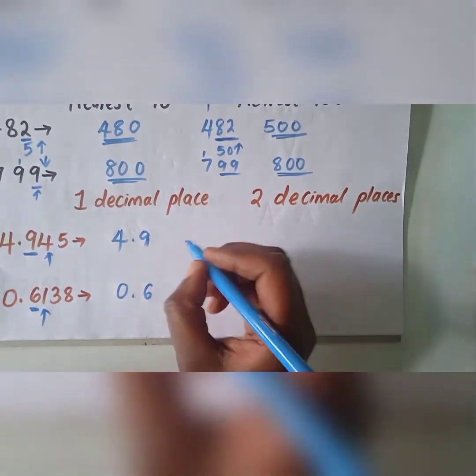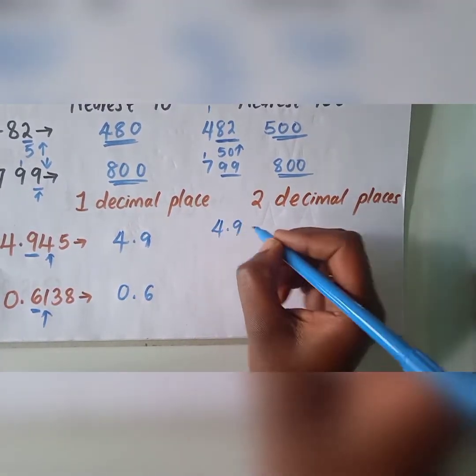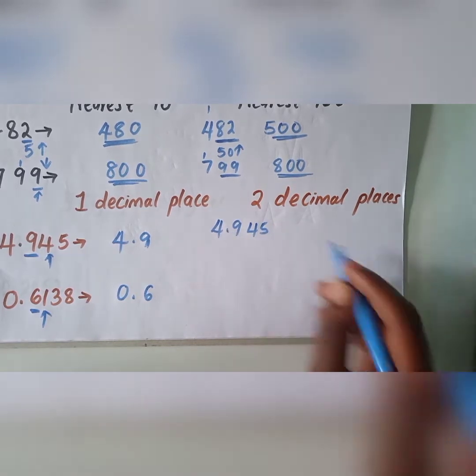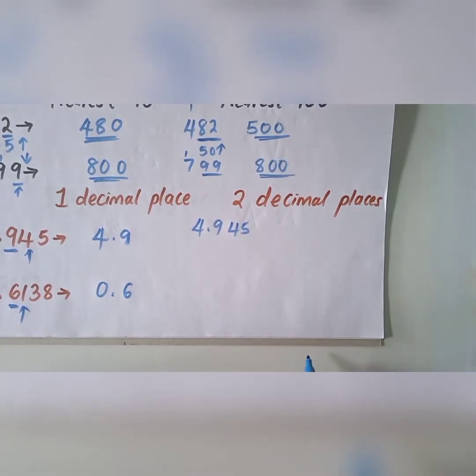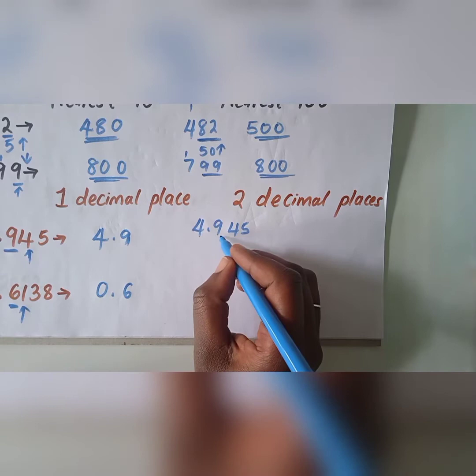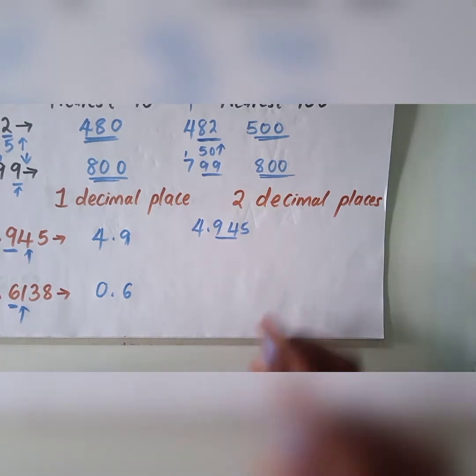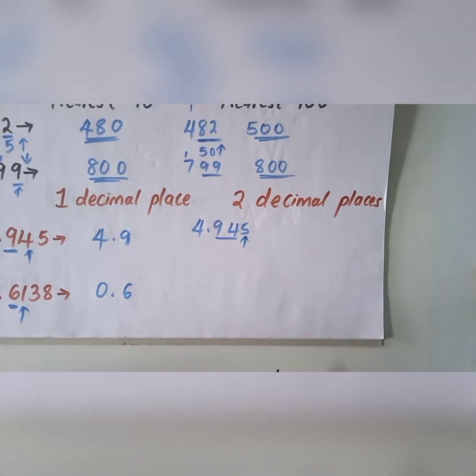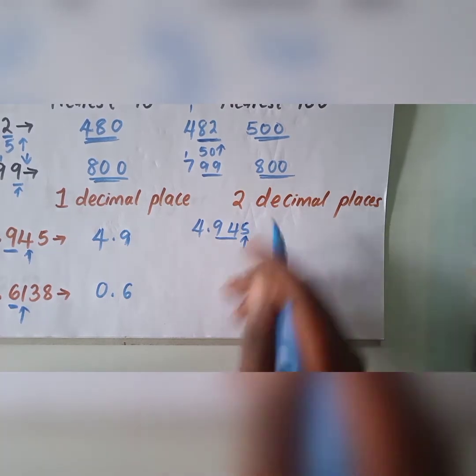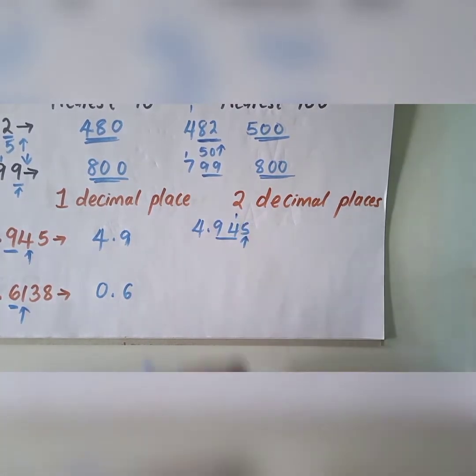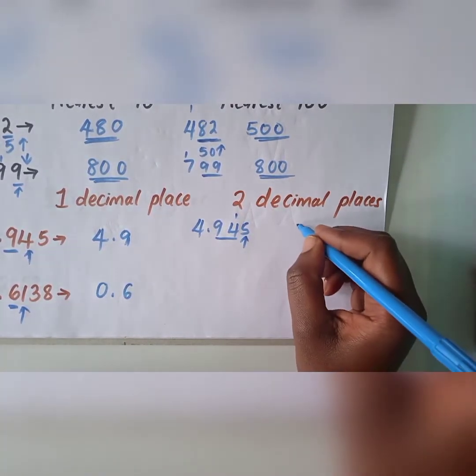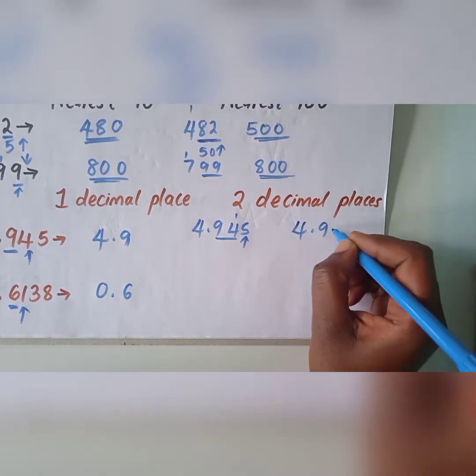Now once again we have 4.945 to two decimal places. Over here, underline the two numbers, but you look at the third number. If it's 5 or more than 5, definitely this one will be rounded up, so it becomes 4.95.